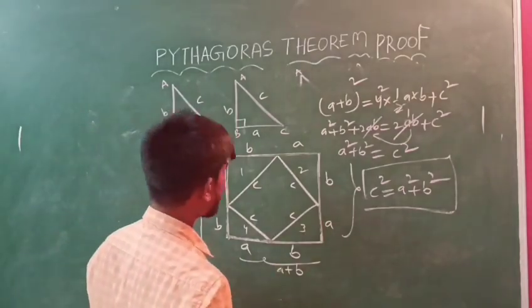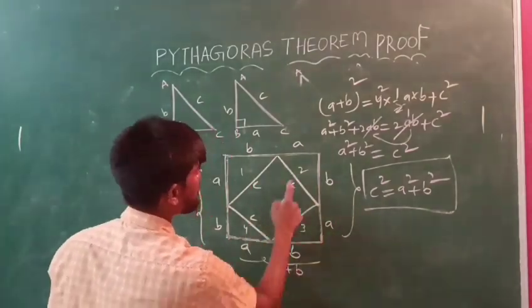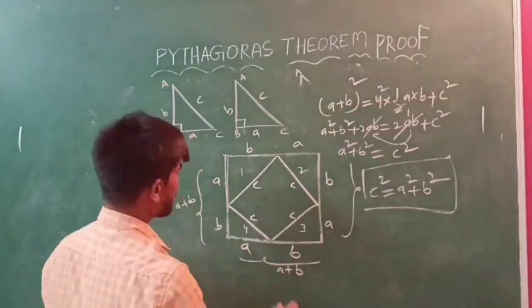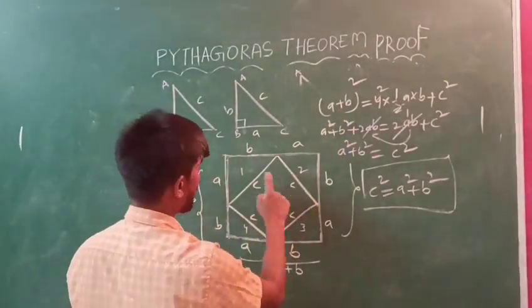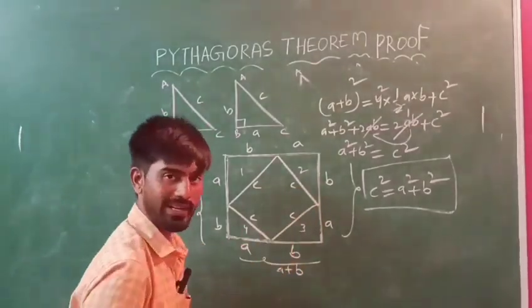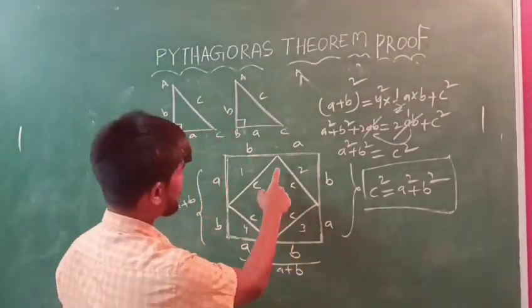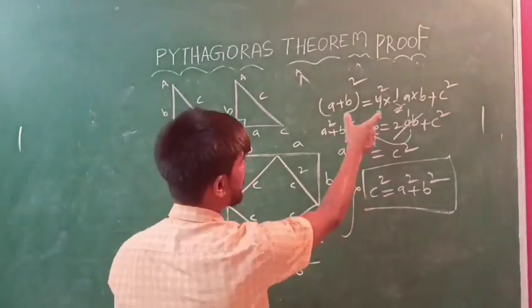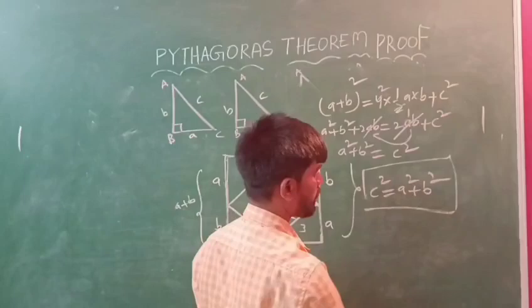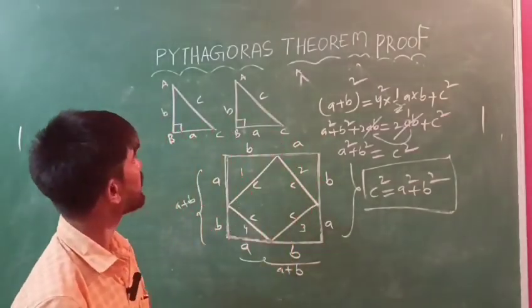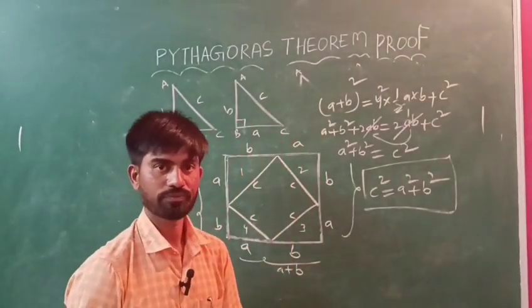The main intention is that the big square area is equal to the area inside the square, meaning 4 right angles' area plus this small square area. We are going to equate them, then we will get hypotenuse square is equal to side square plus side square. This is the proof of the Pythagoras theorem.